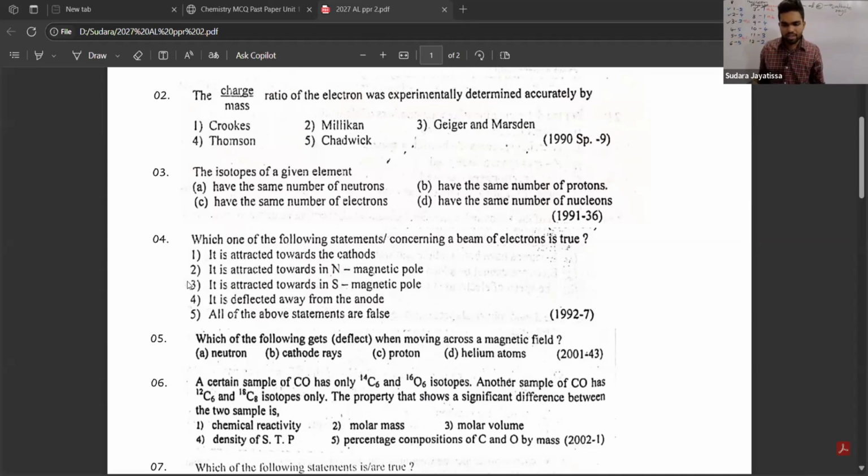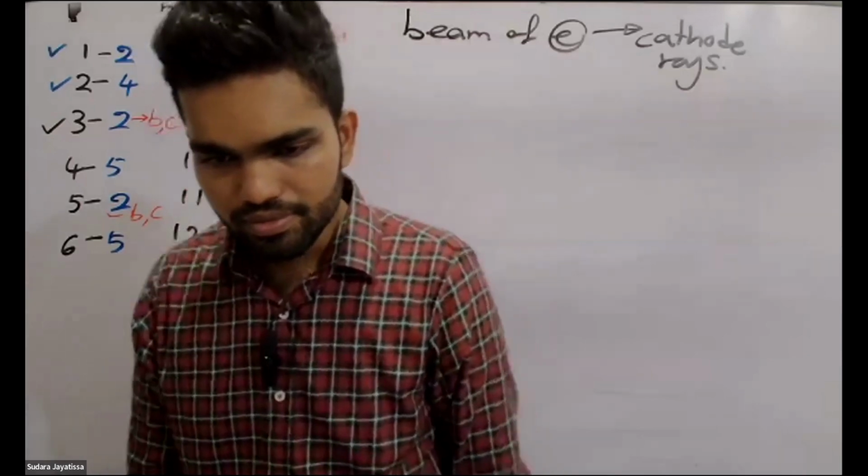Right? Okay, now tell me what is the mistake with the first statement? It is attracted towards the cathode. So what do you think? Will they be attracted towards the cathode? So what is actually cathode here? Okay, so I can see some answers.